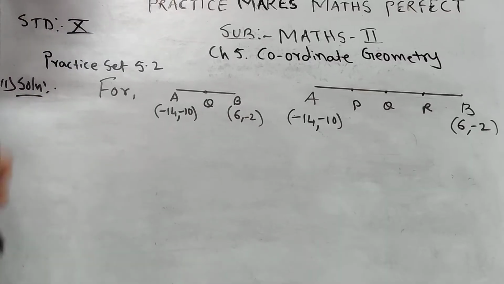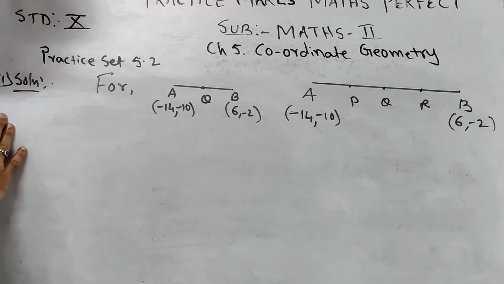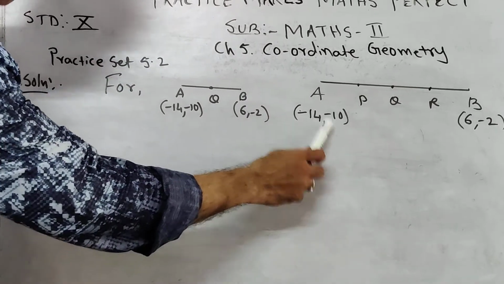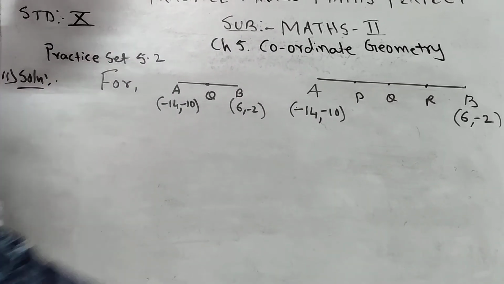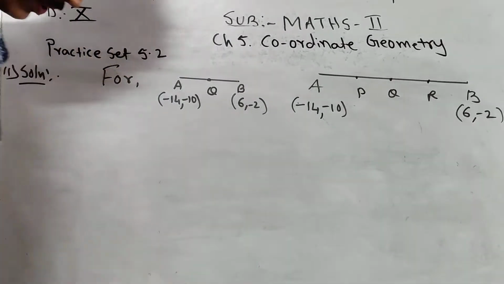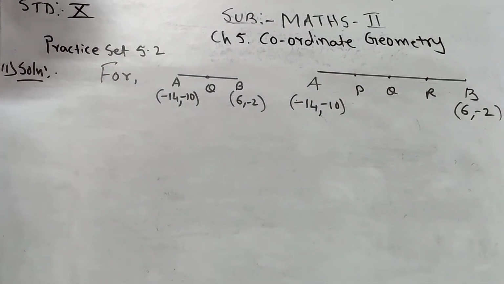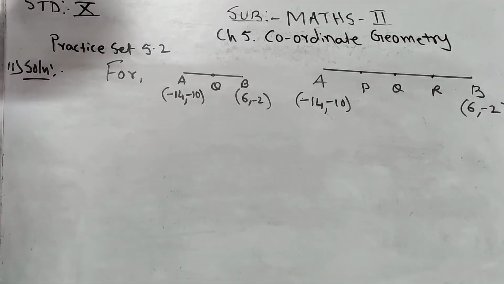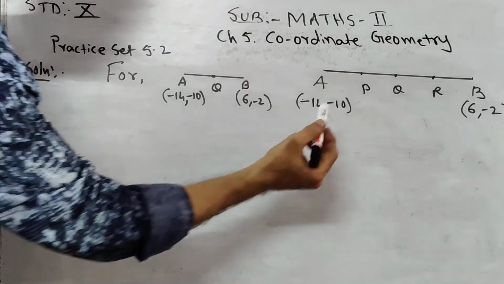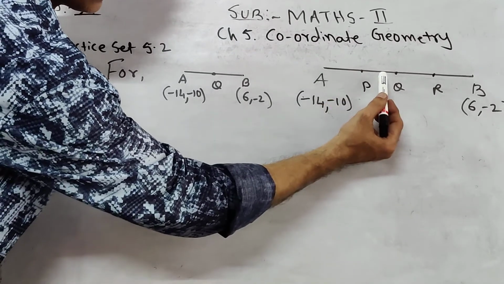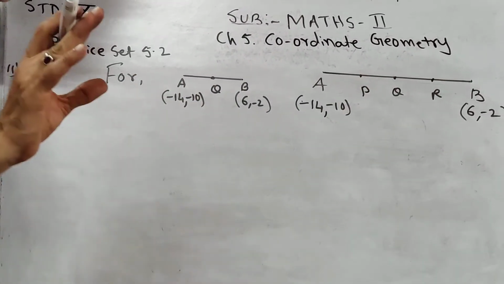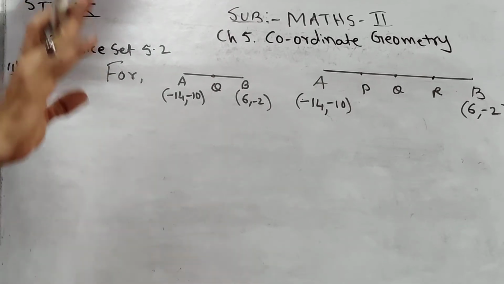Okay, now my dear students, come to sum number 11. A coordinate is (-14, -10) and B coordinate is (6, -2). Find the coordinates of the points which divide segment AB into 4 equal parts. You can see 4 equal parts: 1, 2, 3, 4.